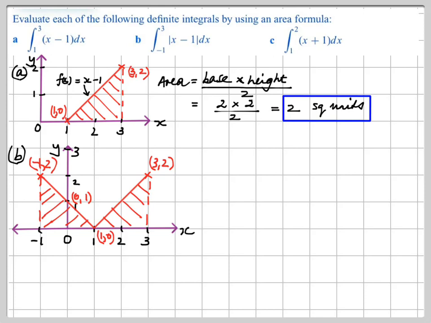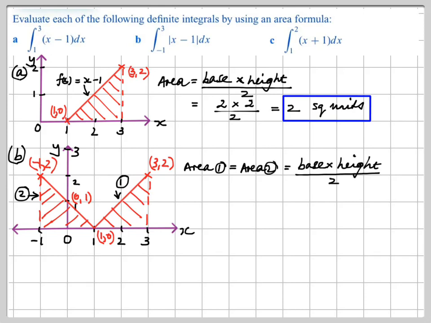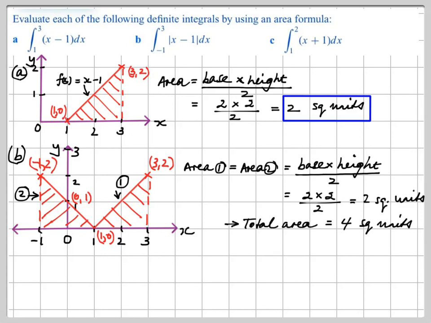Two triangles. Let's call them 1 and 2. Area 1 equals area 2, and they're both equal to the base times the height over 2, and the bases and the heights are the same as in the example above. So that gets me 2 square units each. So both of them combined would be 4 square units. Mr. Box, there we go. Not too difficult, eh?